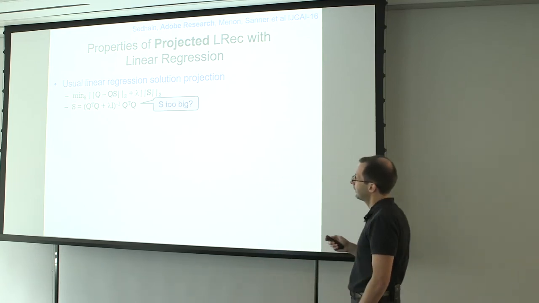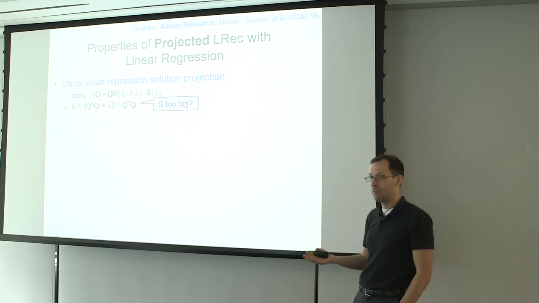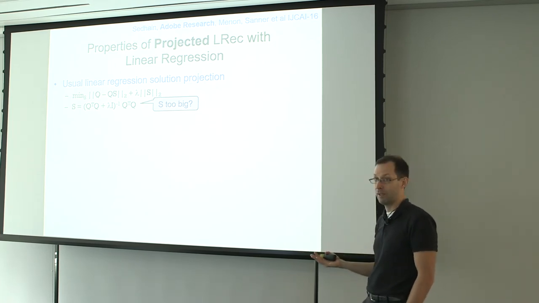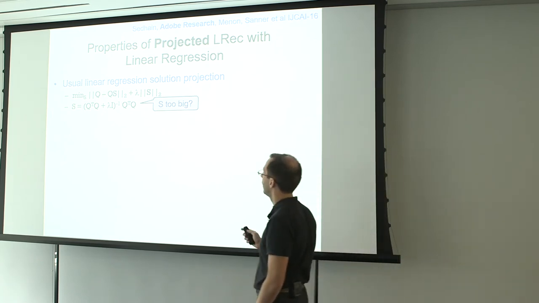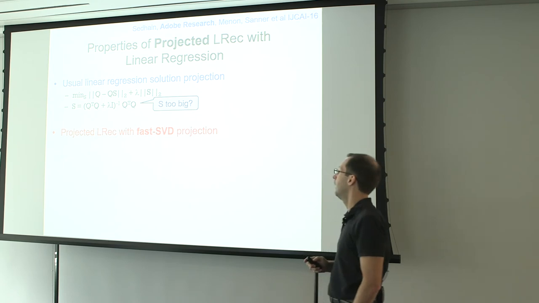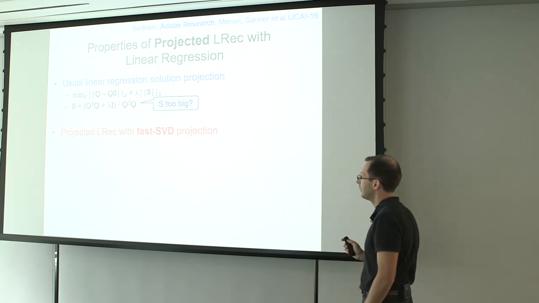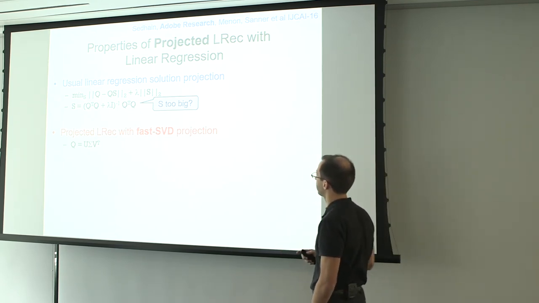However, S, if you were doing item-based collaborative filtering, you had a billion items, S is a billion by billion. A billion might have been bad, but a billion by a billion is even worse, right? A billion squared. So S is too big here, we can't do it. So let's first use the fast SVD to do a projection.